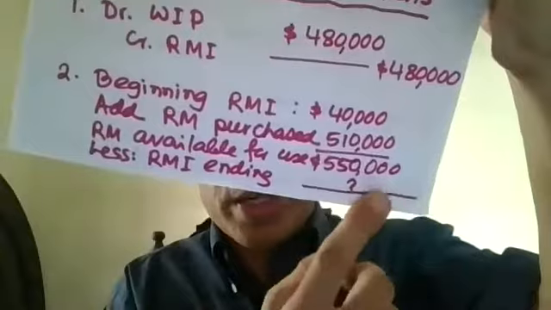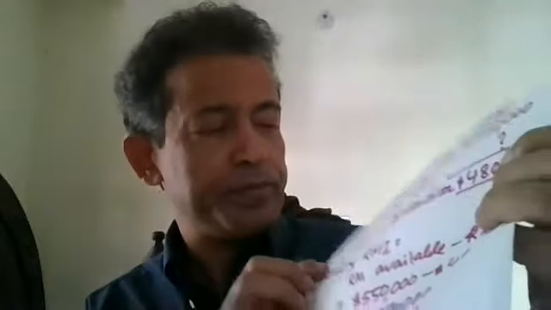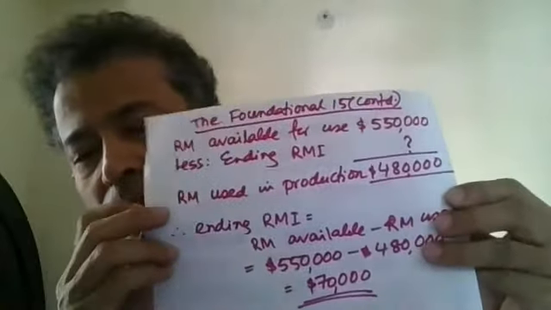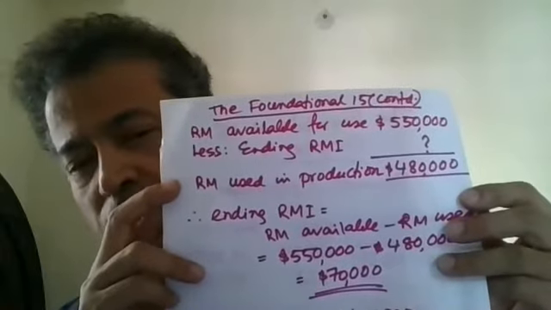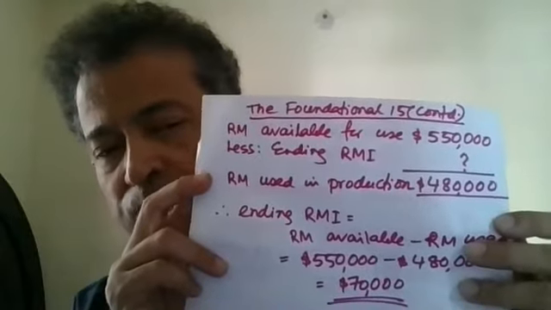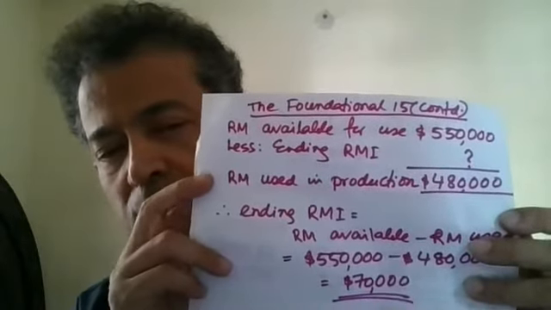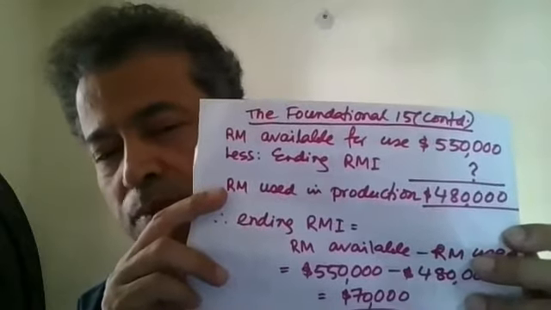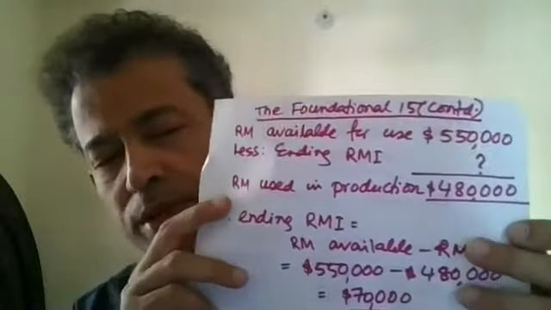We don't know it, but we know raw materials used. So they're nice with us. They gave us raw materials used in production. You can see. So this is the continuation of that second requirement. I go back to raw materials available for use, $550,000, minus ending raw materials gives you raw materials actually used in the production process. So raw materials used was 480.